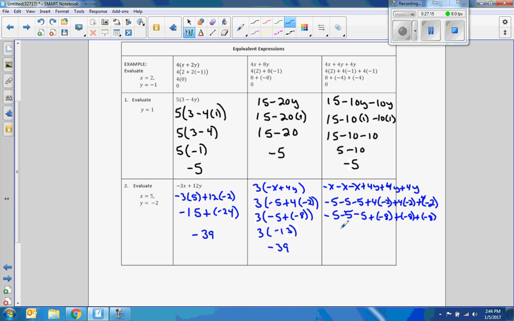Okay, so now adding, subtracting, PEMDAS says we go left to right. So negative 5 minus 5 is negative 10, minus 5 more is negative 15, plus negative 8 is negative 8, and another negative 8 is negative 16, and another negative 8 is negative 24. Negative 15 plus a negative 24 is negative 39.